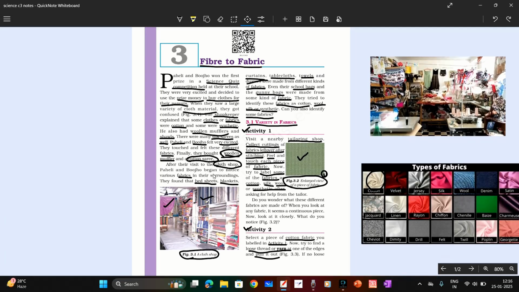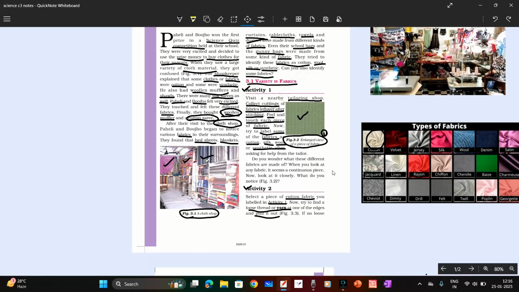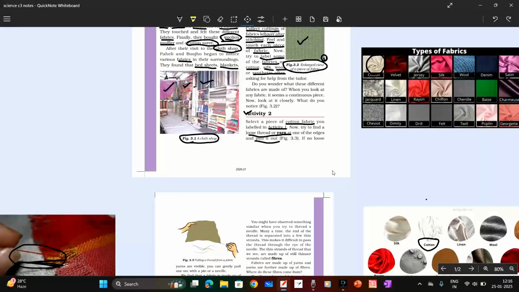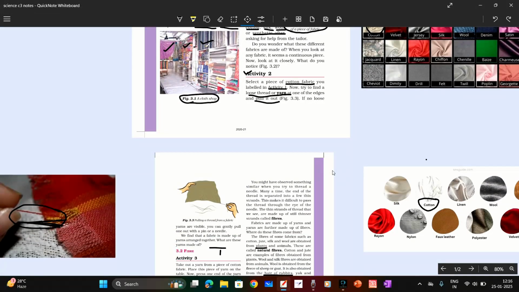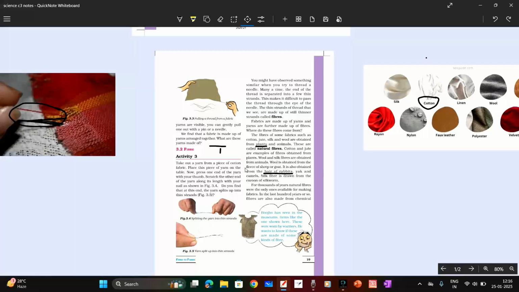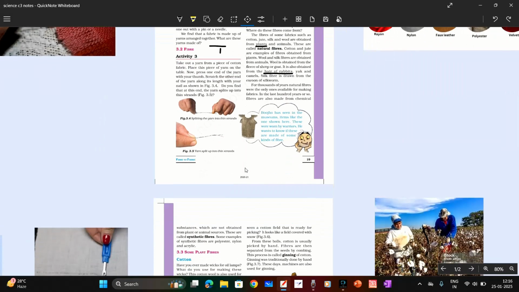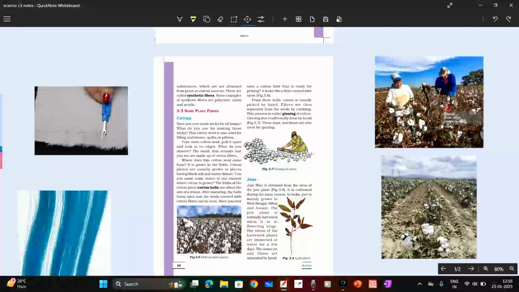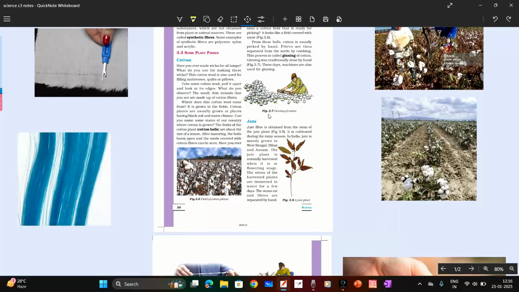So we did some activities and saw the types of fabrics we can see in our shop. We did an activity with cotton and yarn, how we can make a yarn, the splitting of yarn into strands, and what a strand is. We saw what types of fabrics are available, where cotton and jute are grown, how jute is prepared, and where cotton comes from. We have seen the source of it.